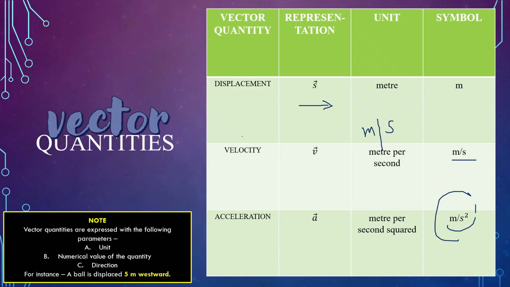So to make it more clear how we write meter per second, sometimes you find in the textbooks it is mentioned as m s to the power minus 1. That is the same thing. Okay, so meter per second or m s minus 1 is the same, so don't worry about that. So vector quantities are expressed with these parameters, like the example given here: the unit, the numerical value of the quantity, and the direction. For instance, a ball is displaced 5 meter westward.